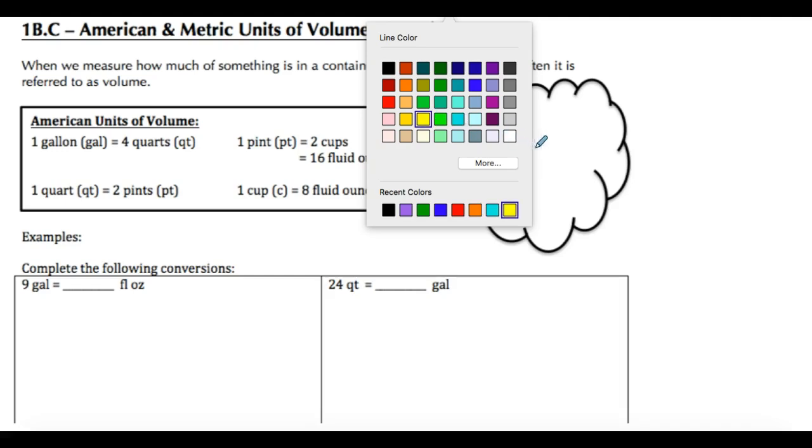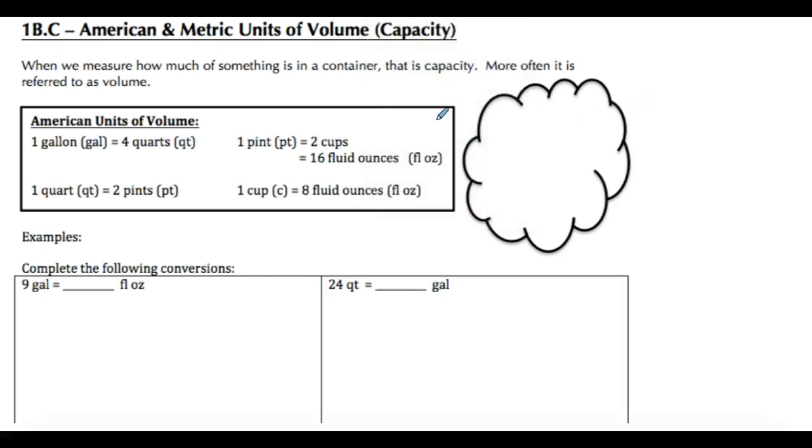So this is dealing with measurement, and today we're going to be talking about volume, which is sometimes referred to as capacity. What we're trying to do is measure how much of some solution, typically liquid, is inside of a container. For example, how much soda is in a can, or how much milk is in a jug. We're going to deal with the American, also known as customary, units of volume first. They're located here in your table.